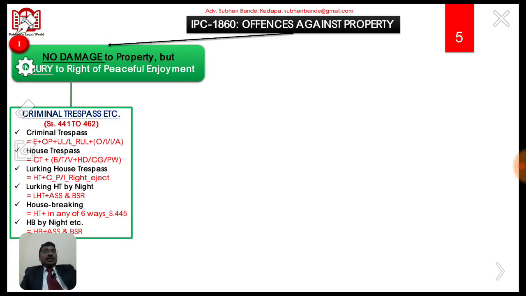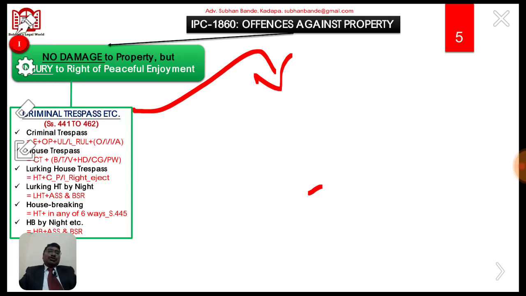Let us discuss the concept of criminal trespass. Criminal trespass is a tort. A trespass is a tort, but not the criminal trespass. Trespass is a tort where a person enters on the property of another without any right or lawful authority or an express or implied invitation or license. Whenever he enters into the property of another person, it is said to be trespass under the law of torts.